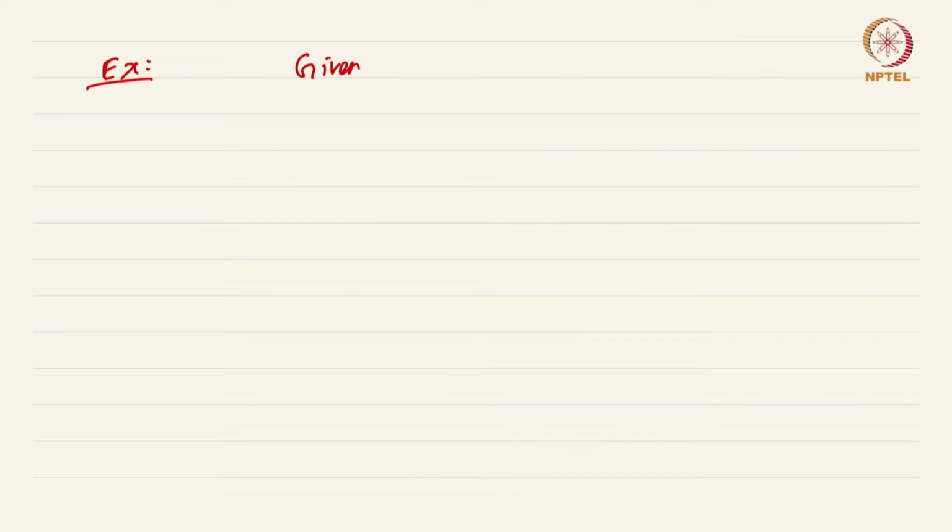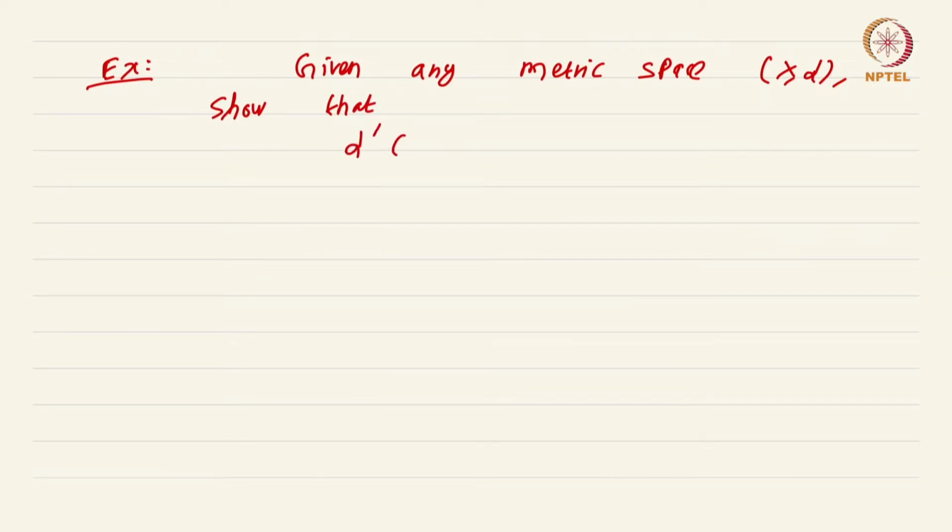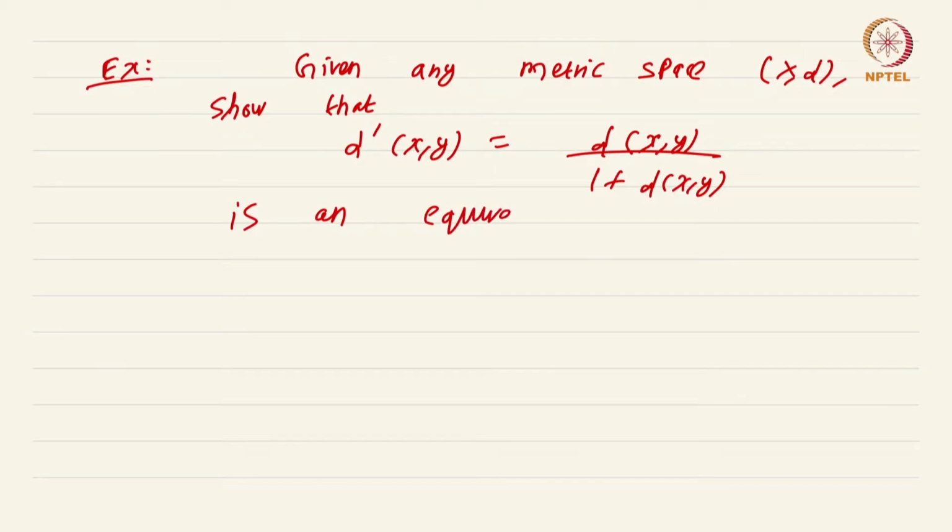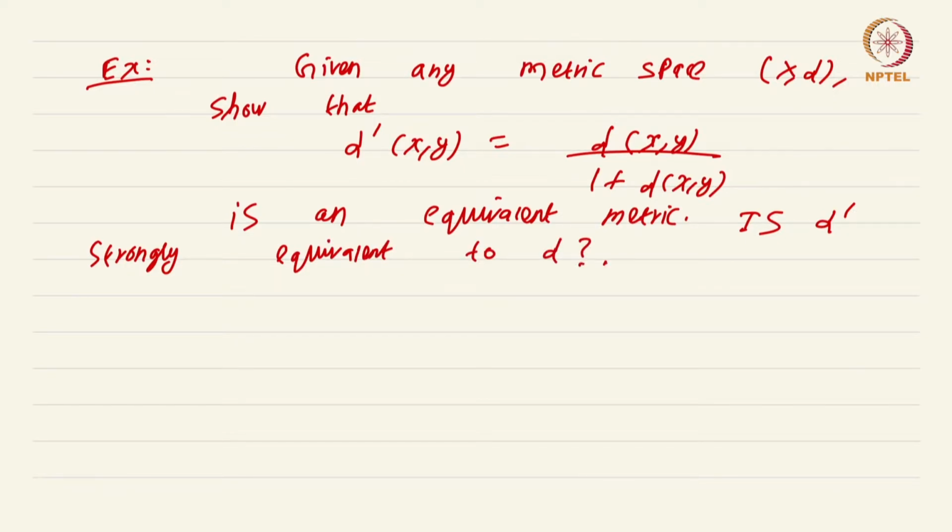Given any metric space (X, d), show that d prime(x,y) equals d(x,y) divided by 1 plus d(x,y) is an equivalent metric. Is d prime strongly equivalent to d?